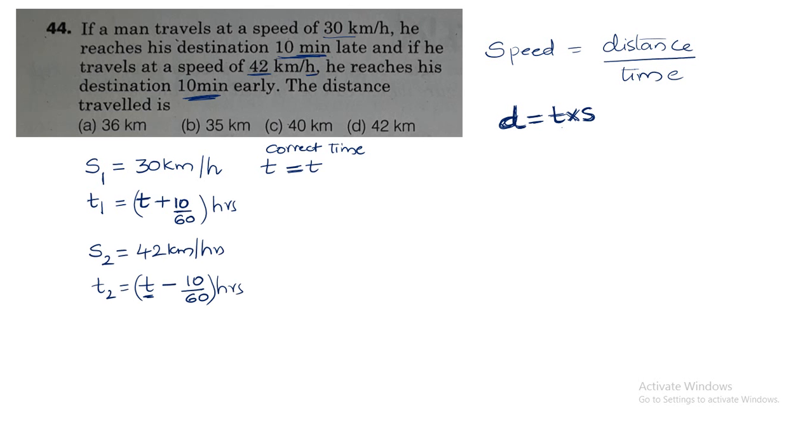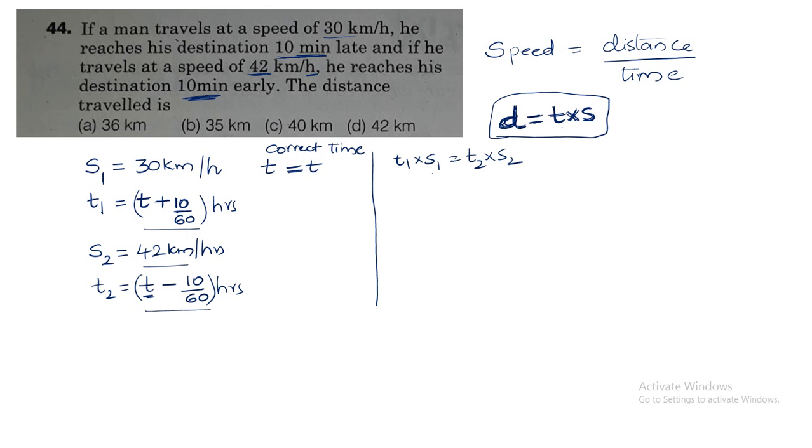So if my speed is 30 kilometers per hour, he will reach 10 minutes late, and if my speed is 42 kilometers per hour, he reaches 10 minutes early. But he is going to his office, right? So the distance will be the same in both the cases. That means, what do I know? Distance is equal to time into speed. So in both the cases distances are same, so time 1 into speed 1 will be equal to time 2 into speed 2. Understood? Time 1 into speed 1 is equal to time 2 into speed 2.